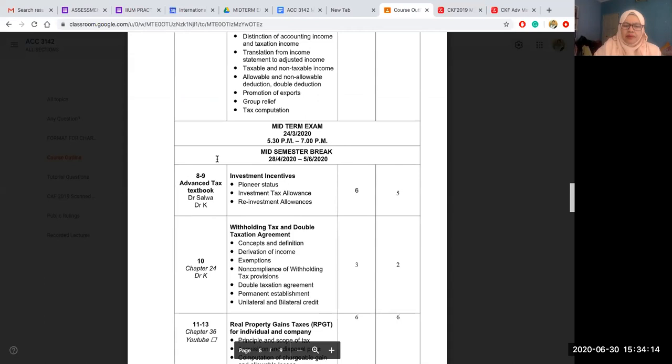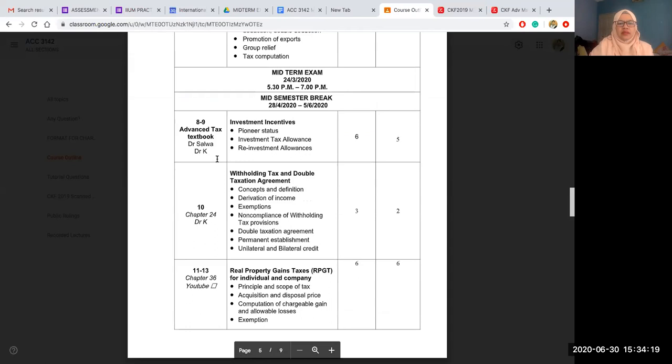But, okay, we have covered our investment incentive, right? It's just that for reinvestment allowance, I remember that I have not covered that. Why am I not covering reinvestment allowance? Because the tax computation for reinvestment allowance is similar to investment tax allowance. So you are given 60%, 70% of your SI set off against 60% of your qualifying capex. So that is your reinvestment allowance. It's just that the criteria for you to apply for reinvestment allowance is different from investment tax allowance.